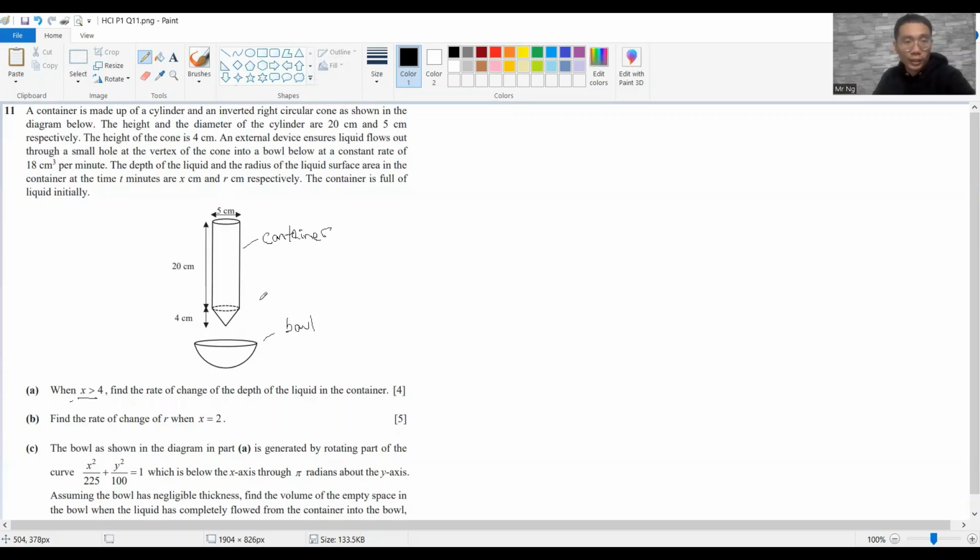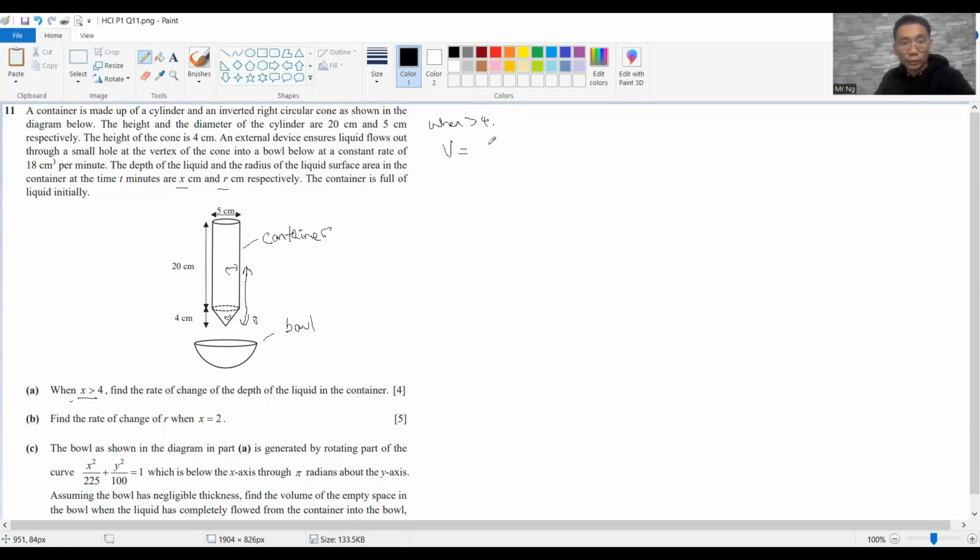So x and r refer to the radius of the container, so it could be like this also. And then x refers to the depth of the container, so it can be like this, or just like this. But anyway, here we are talking about when x is more than 4.